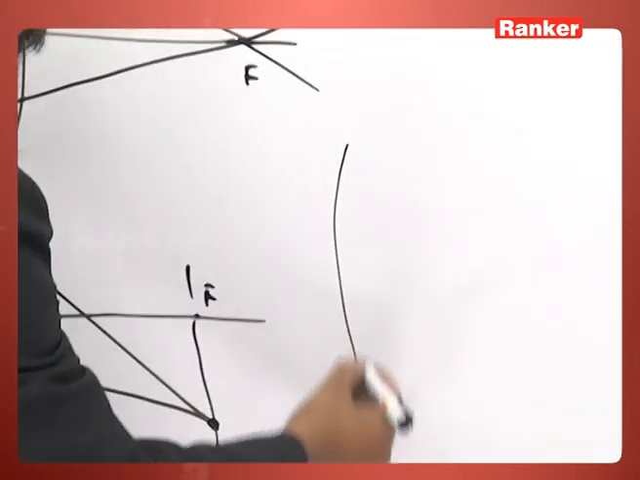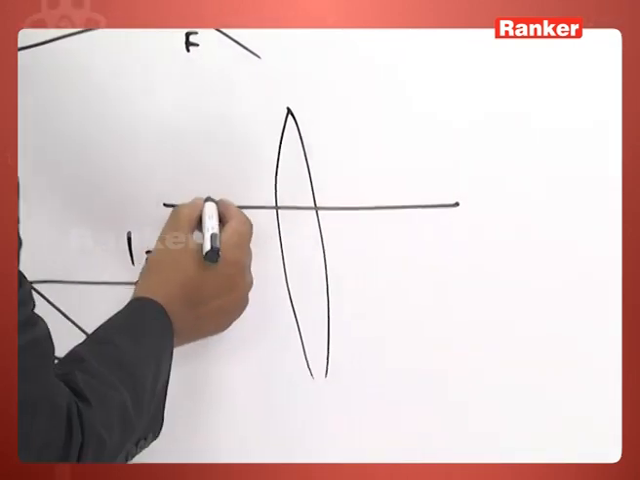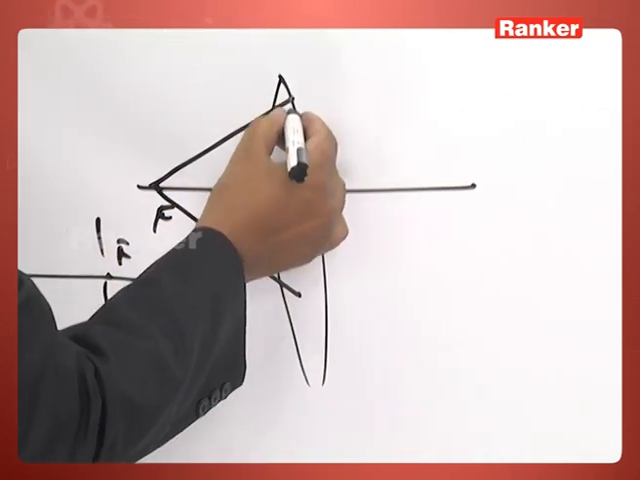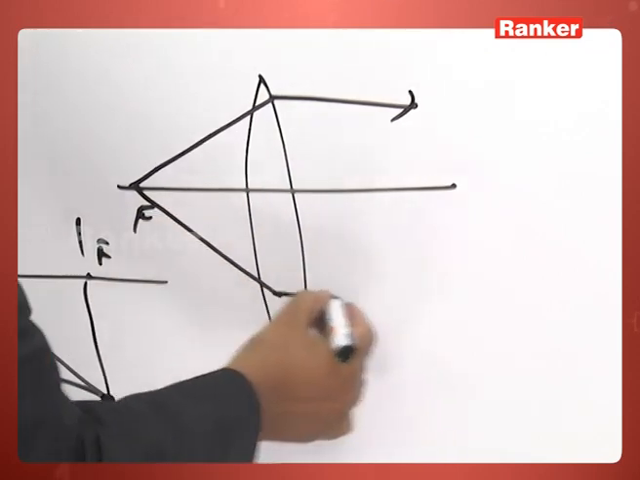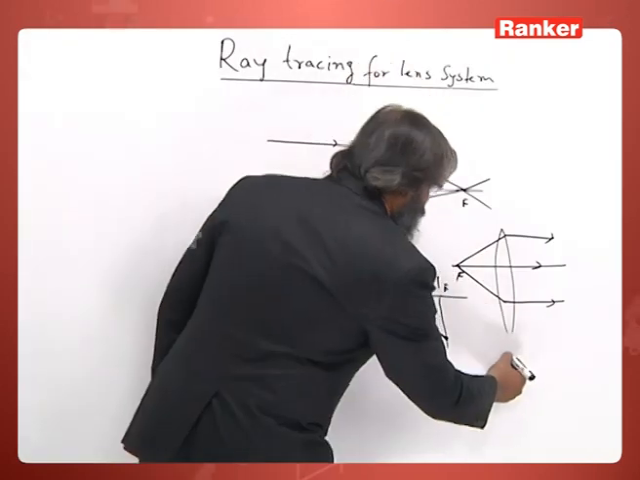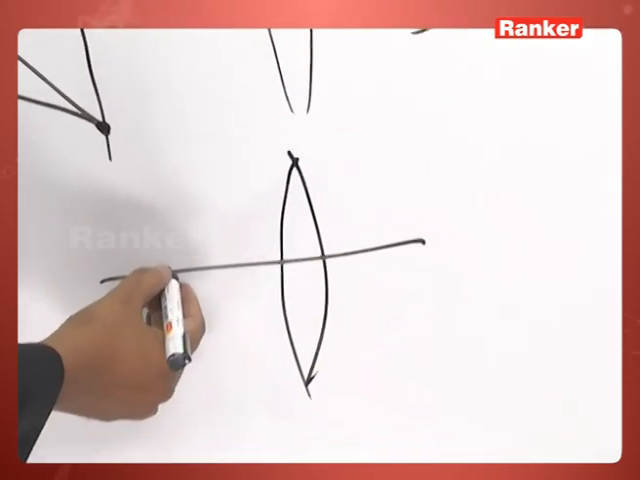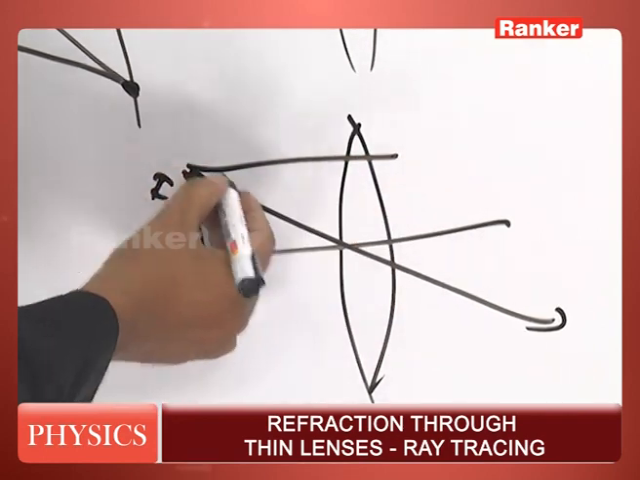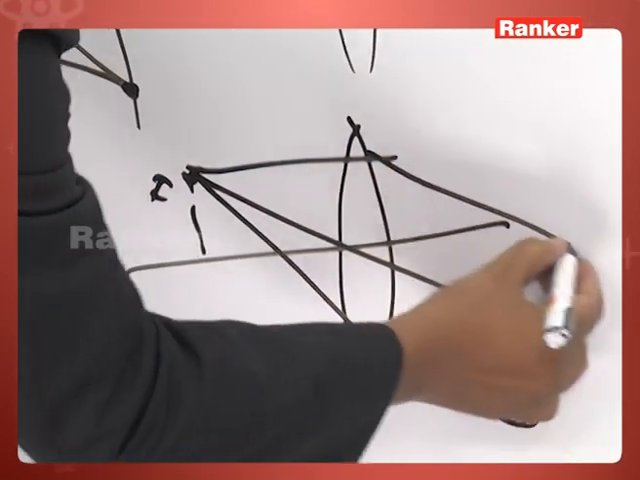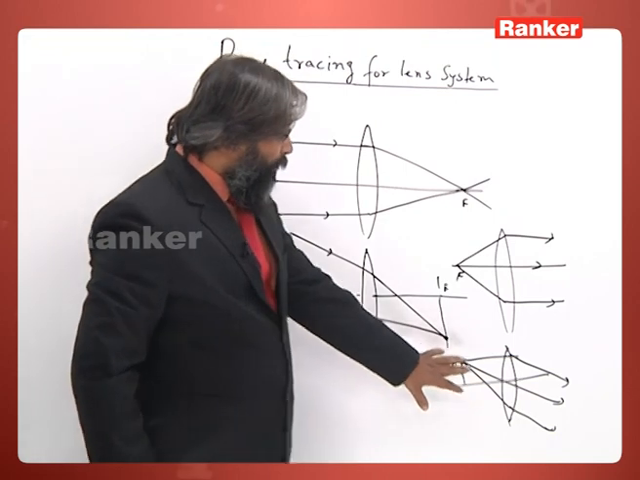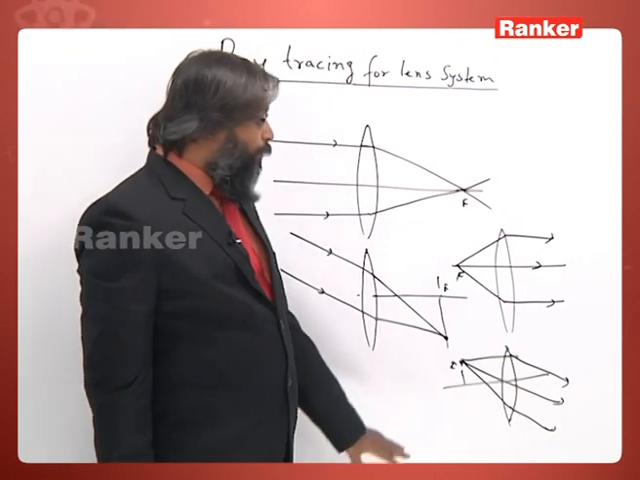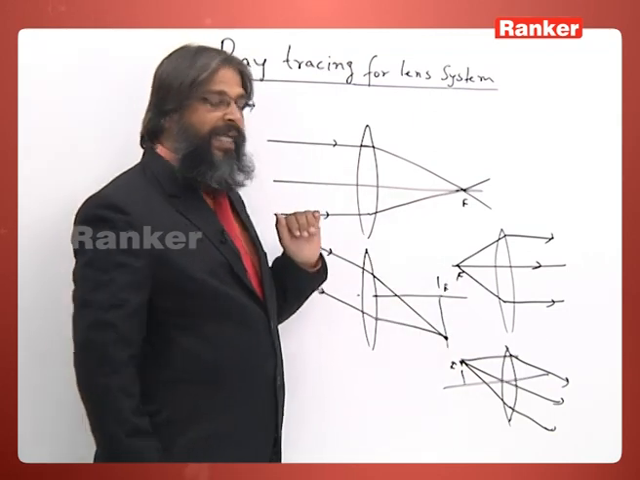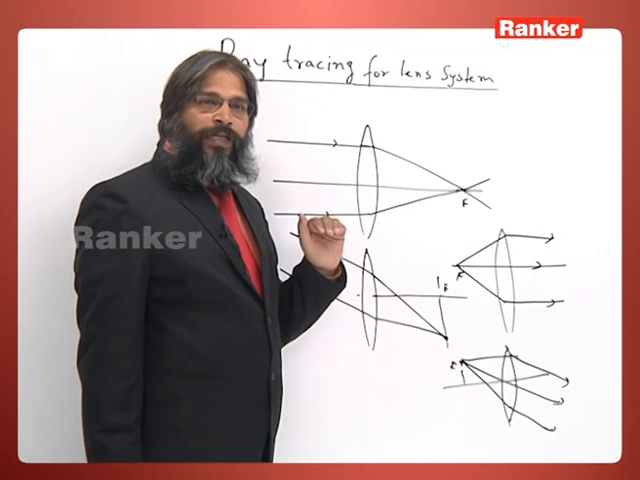Next, one more point: if something is placed at the focus, then any ray passing through it will come out parallel to the axis. And if this is at the focal plane, any ray here will come out parallel after deviating from the lens. These are the essential points we take care of when we draw the ray diagram.